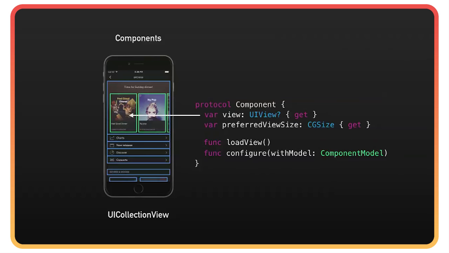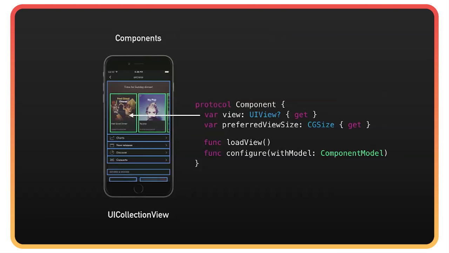We then started thinking about layout. Layout was probably the most complex thing to solve here, because you have all these isolated components that need to be able to be laid out in a nice way. And the first piece of the puzzle is size. So we added a preferred view size property to the component protocol that the component can then decide what preferred size it would like. But size is just one piece of the layout puzzle.